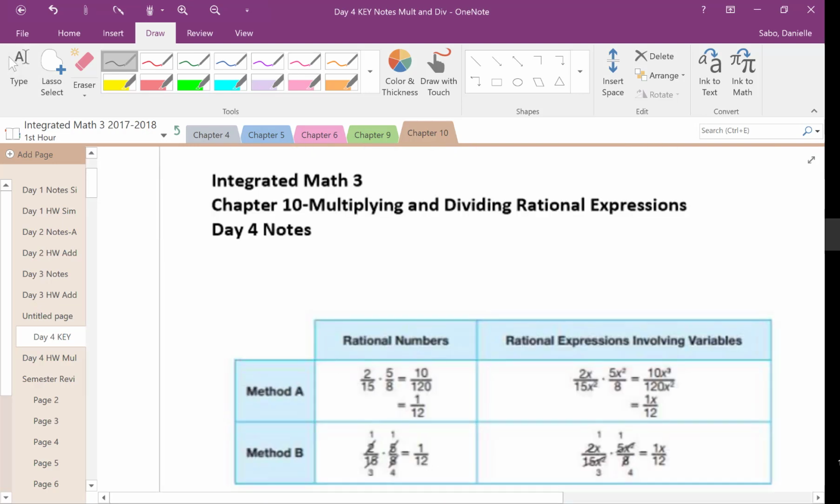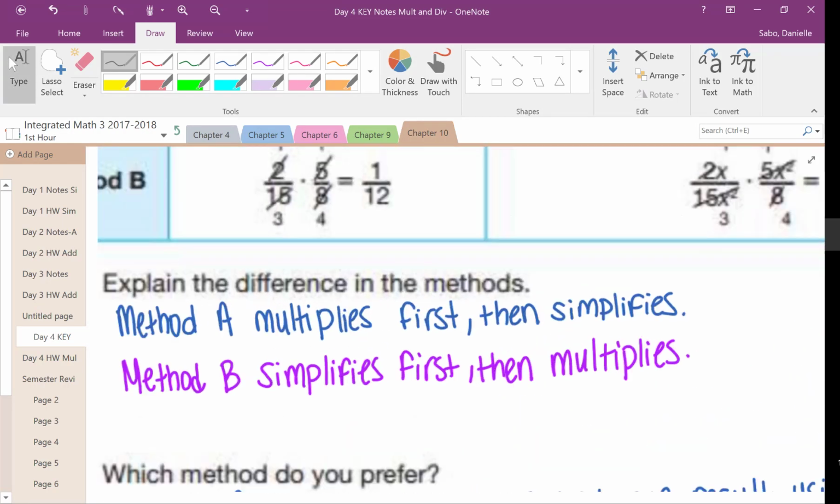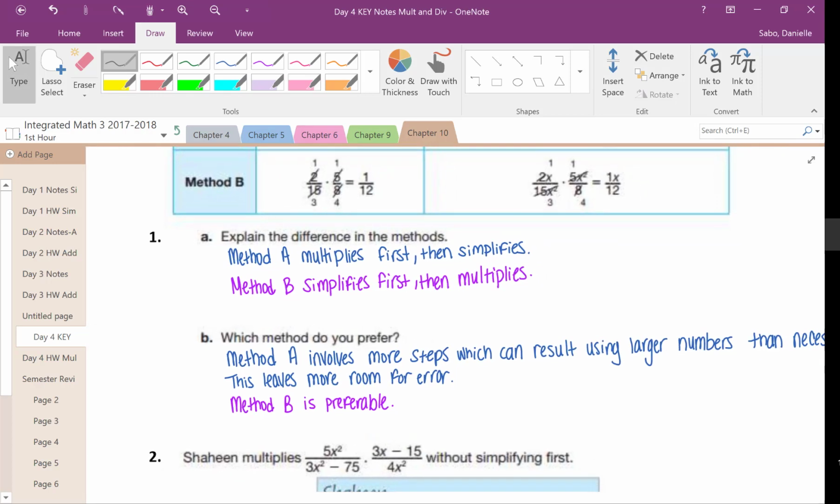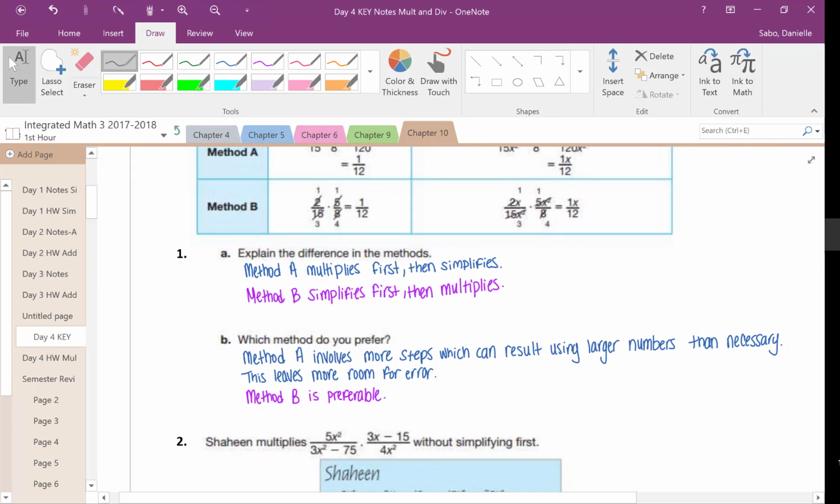I'm going to go back up here and show you what I wrote down for this part. Okay, method A, again, they multiplied first, and then they simplified. Method B, they simplified first, and then they multiplied. Okay. What method do you prefer? It's kind of up to you. You can do either one, but I'm telling you, when you get to that really hard problem, which we will have a couple of those, it's going to be a lot of messiness. If you're not organized, though, then you might prefer method A if you're not organized.